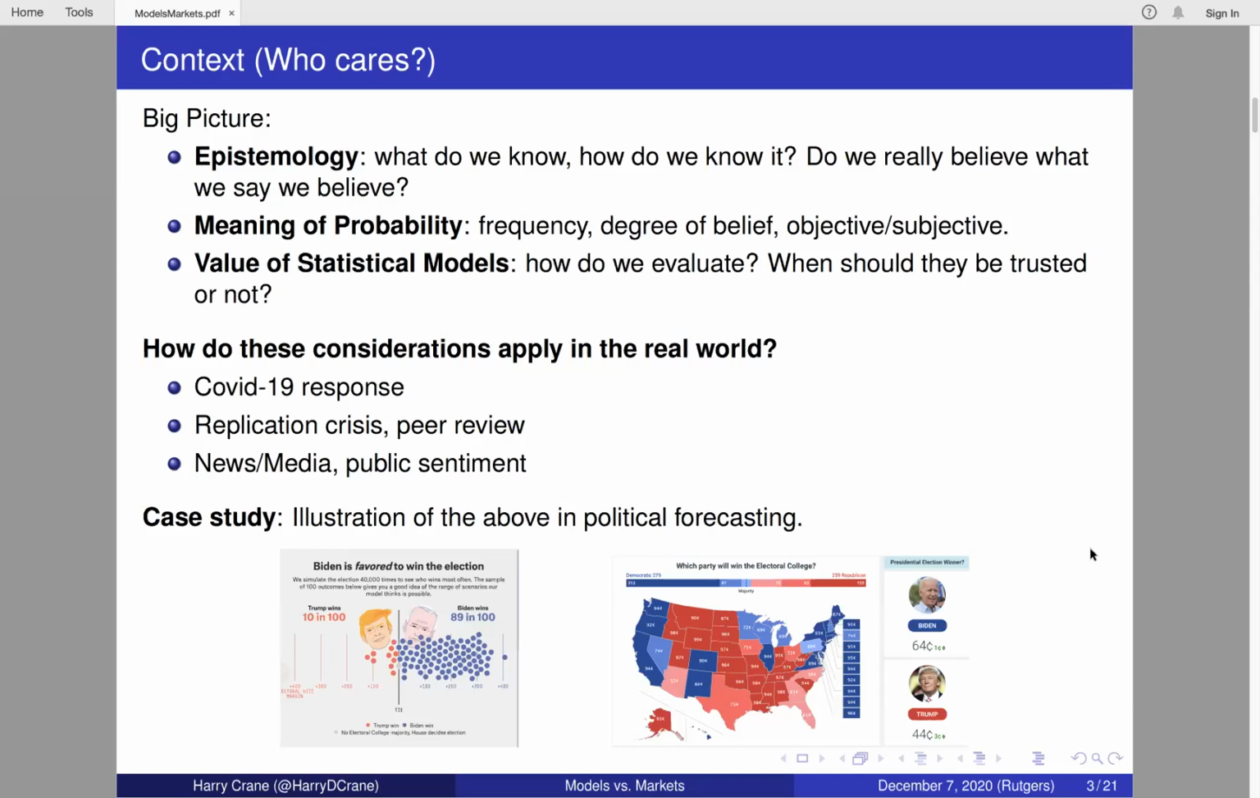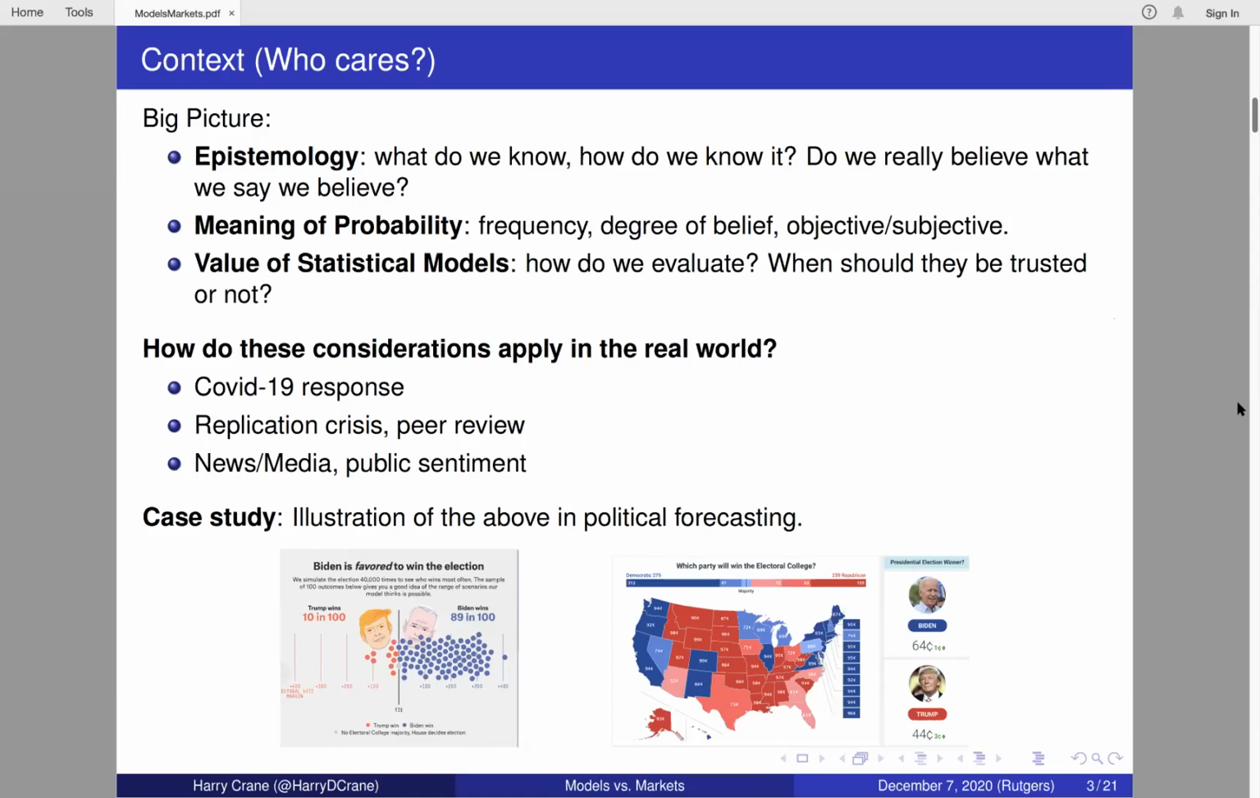Also, as we'll see later, I think it's an important one in applied epistemology: the actual question of what do we know, how do we know it, and beyond that, do we really believe what we say we believe? And that's an important thing that I think separates the prediction markets from, maybe, the forecasters. In order to participate in a prediction market, you actually have to risk your own money. And so is there some kind of additional credibility that the markets get as a result of that?